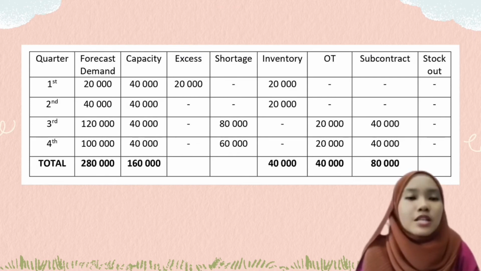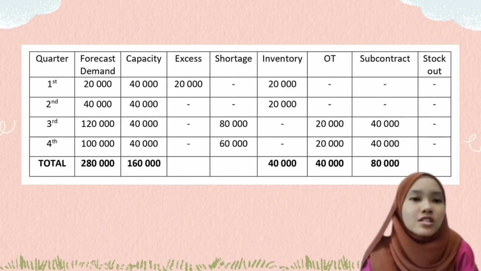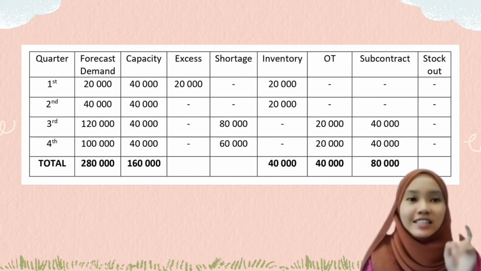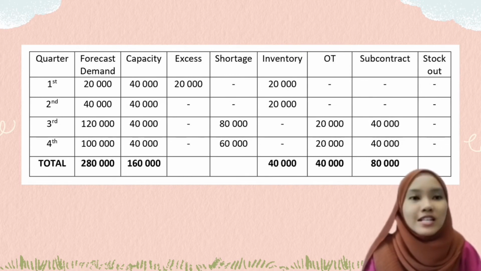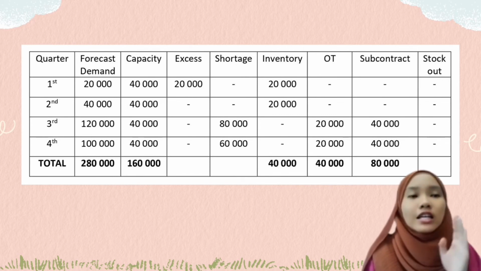Next, the second step is to calculate the total excess, shortage, inventory, OT, subcontract, and stock out for each quarter. Therefore, we simply solve them in a table in sequence. First, we list the quarters and forecast demand given in the question. The first quarter is 20,000 units forecast demand. The second quarter is 40,000 units. The third quarter is 120,000 units. And finally, the fourth quarter is 100,000 units. Next, for capacity, we take the capacity per quarter calculated in the first step, which is 40,000 units for all quarters.